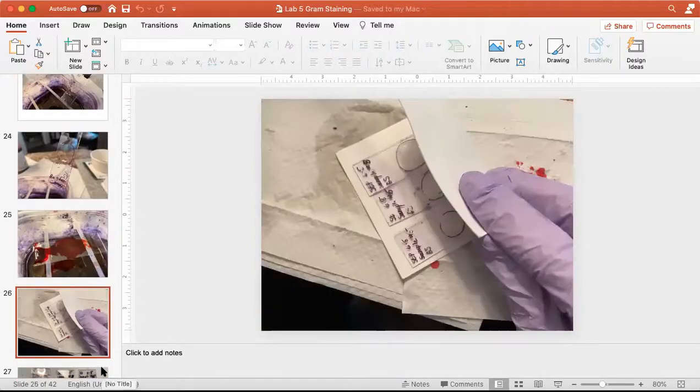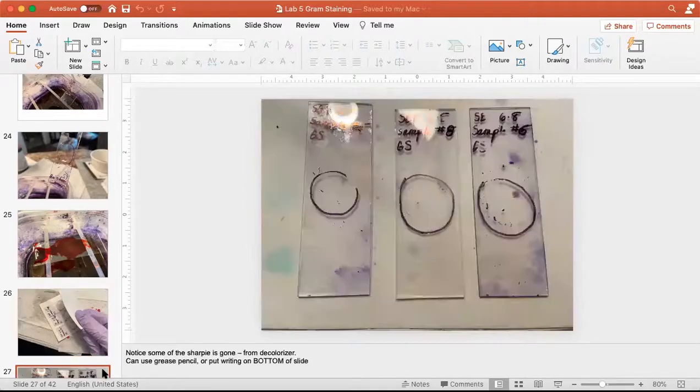Rinse for the last time. And now I'm ready to blot. This is bibulous paper, a very thick, very absorbent paper. I lay the slides down, fold the paper over, and gently blot the slides to get them as dry as possible. The last thing you want to do is rub a slide, because you might rub your cells off.